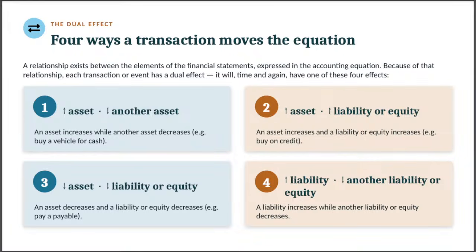And here also, asset going down, liability or equity goes down. So an asset decreases, and then a liability or equity decreases. The example here is pay a payable. There's something you have to pay, a liability, and by paying it from your asset, say a bank account, the asset is reduced, but you also reduce your liability because you paid a bill that was in this account here.